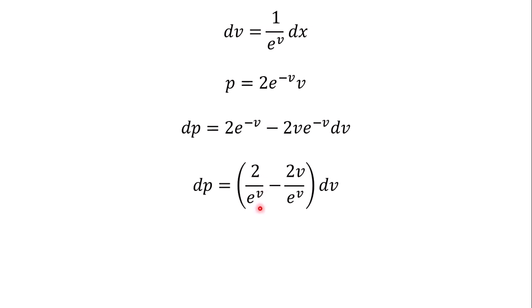dp is equal to 2 over e to the power v minus 2v over e to the power v multiplied by dv. Well, here we have changed it to the fraction form directly. That is, now when we rewrite this one, or if you convert this one to fraction, because of the negative index law of indices, it's going to be 1 over e raised to the power v. So when we convert it, this is what we are going to get.